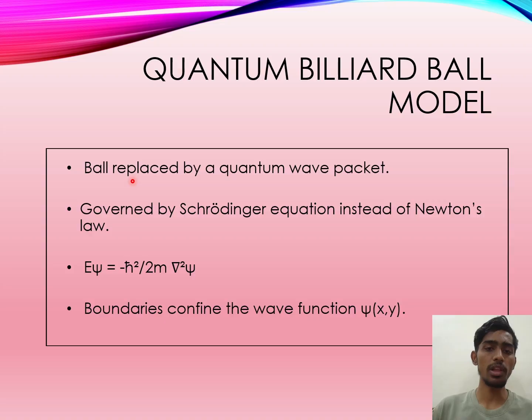As we are using quantum, the Schrodinger equation also appears in this. This is the Schrodinger equation form: E psi equals minus h bar squared upon 2m, del squared psi. This is the classical psi equation. A boundary confines the wave function psi(x, y). Now we will study it more deeply.